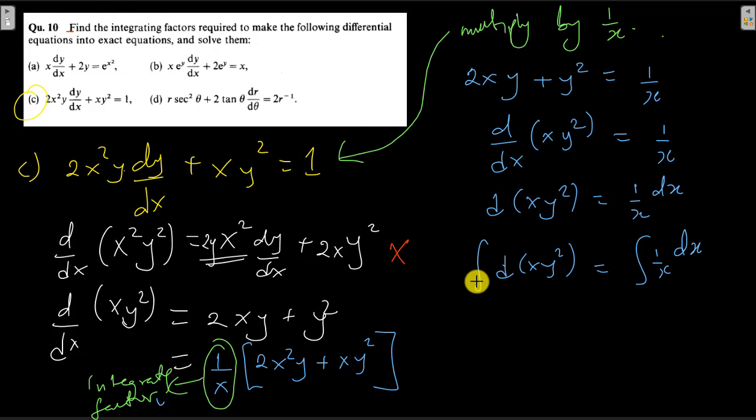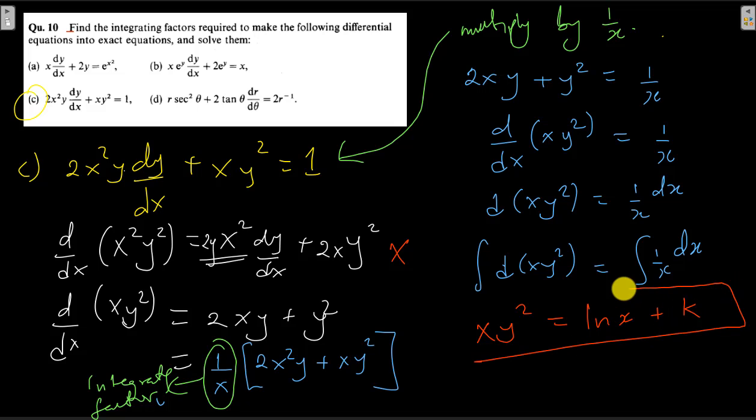So our final general solution will be xy squared equals, the integral of 1 over x is natural log of x, plus a constant, an arbitrary constant k. So there we go. That's our general solution.